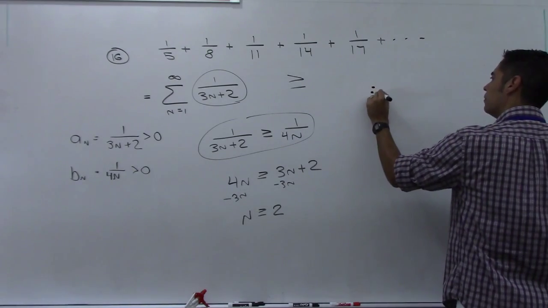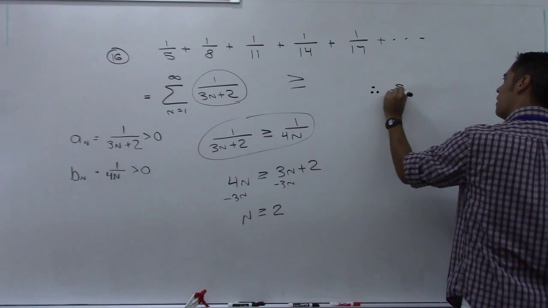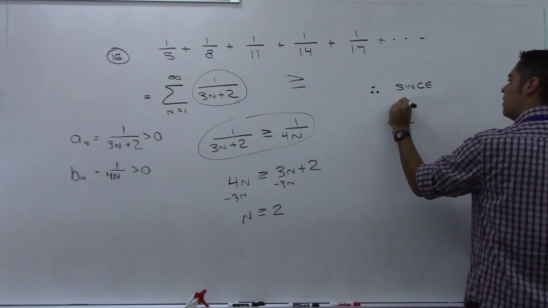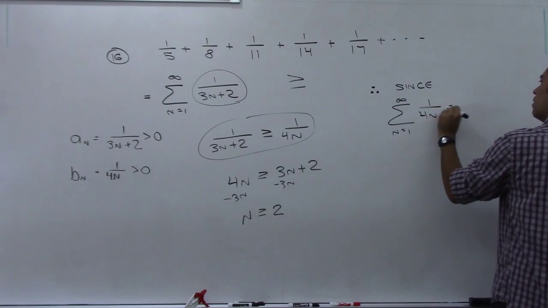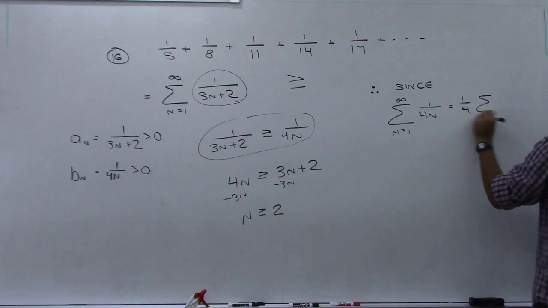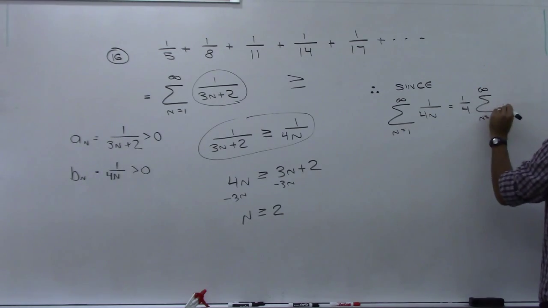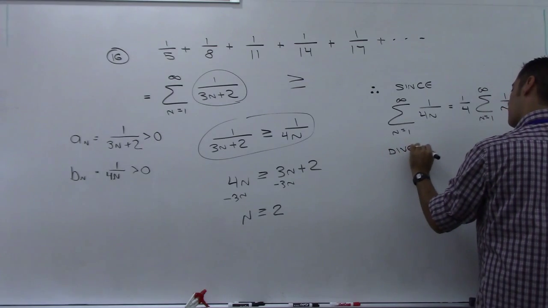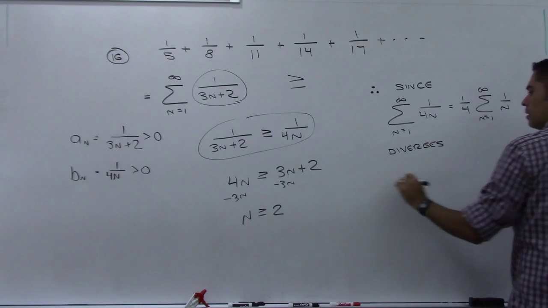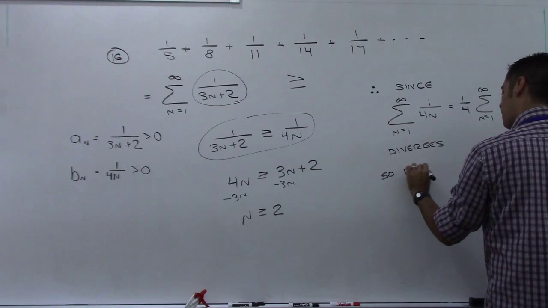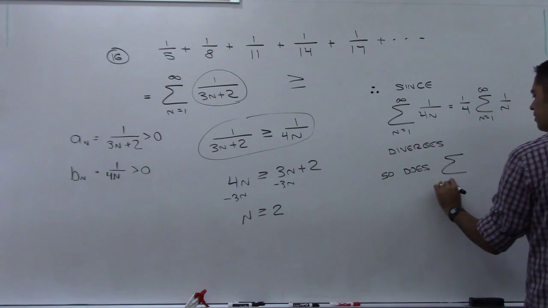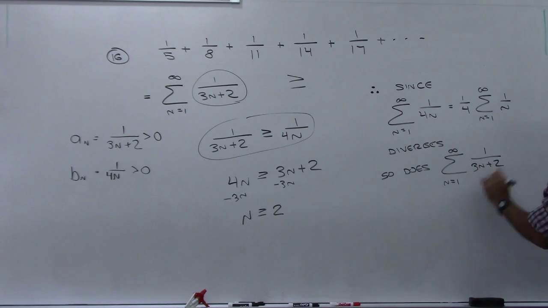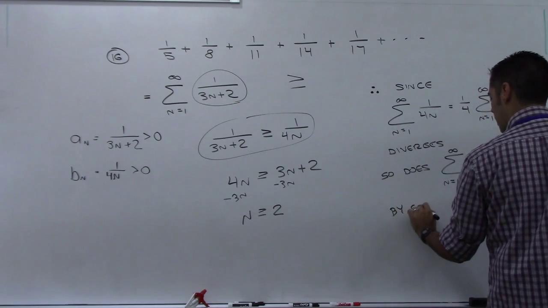Therefore, since the sum from n equals 1 to infinity of 1 over 4n, which is equal to 1/4 times the sum from n equals 1 to infinity of 1 over n, diverges, so does our series by comparison test.